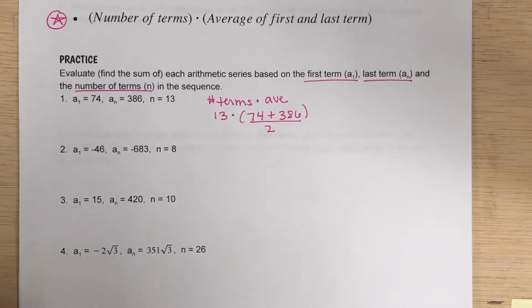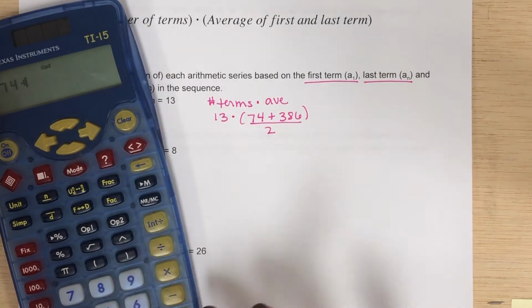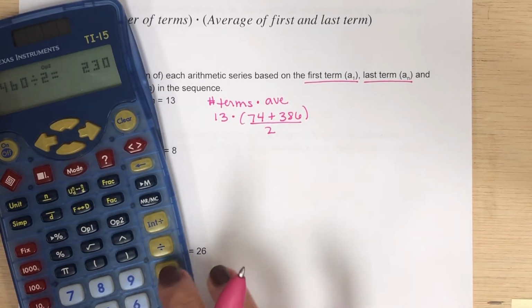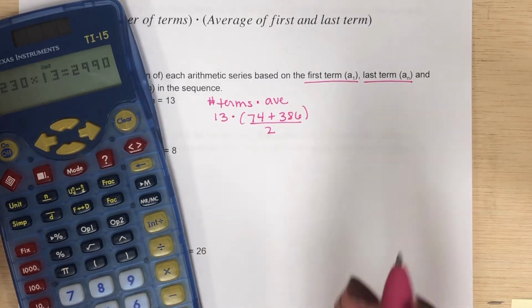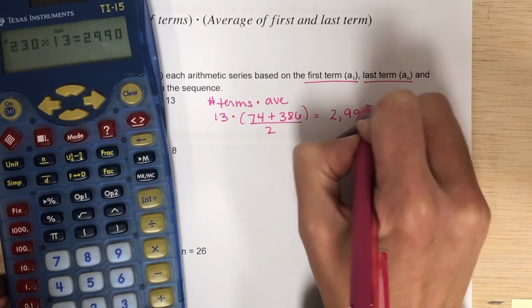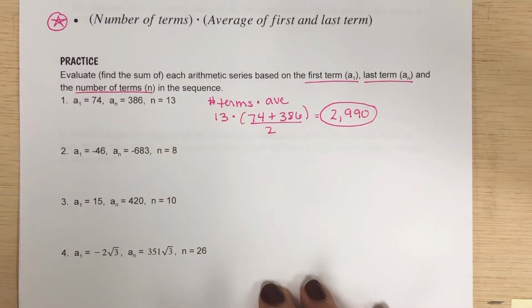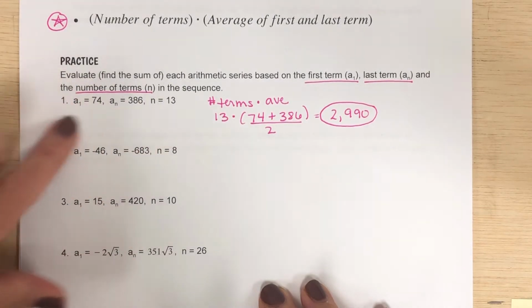And I'm going to use my handy dandy calculator. I love my calculator. And I'm going to figure out my average first. 74 plus 386 is 460, divided by 2. So my average is 230. I'm going to multiply that by the 13 terms, and I get 2,990. So that is the sum of all of the terms in this sequence.